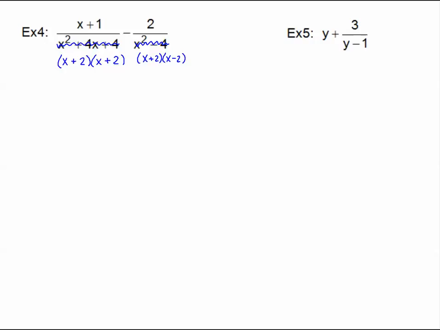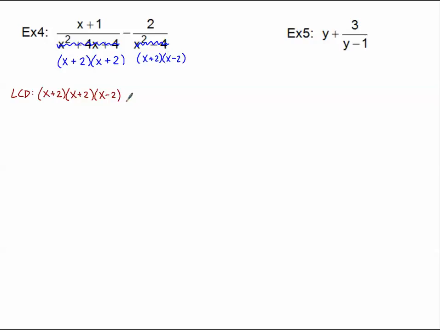So I'm looking for my LCD. My LCD is the product of all of the prime factors. So I'm looking at the first one. This denominator has an x plus 2 factor. This denominator also has an x plus 2. Okay, so that's got to be part of the LCD. This one has another x plus 2. This one does not. So the denominators do need to have two x plus 2's. This one has an x minus 2 factor, and this one does not. So there is going to be an x minus 2 in there. And I think that we're good.